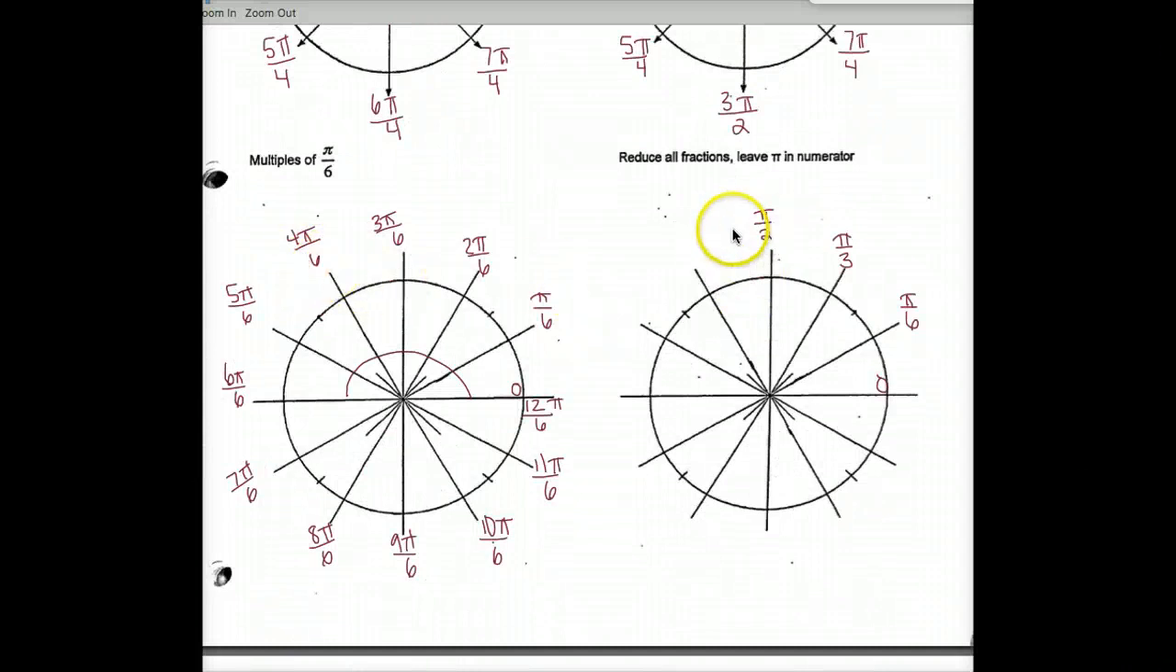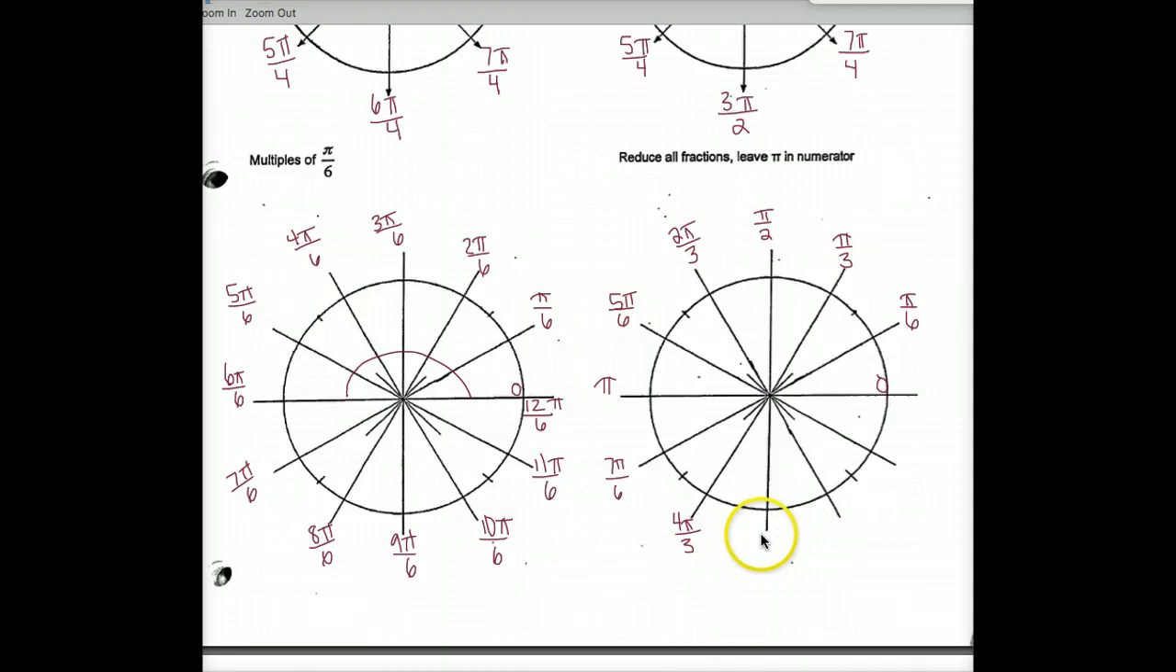4 pi over 6 divided by 2 is 2 pi over 3. 5 pi over 6 does not reduce. 6 pi over 6 is pi, which we should know because that's 180. 7 pi over 6 doesn't reduce. 8 pi over 6 does. They're both even, so they're both divisible by 2, so 4 pi over 3.